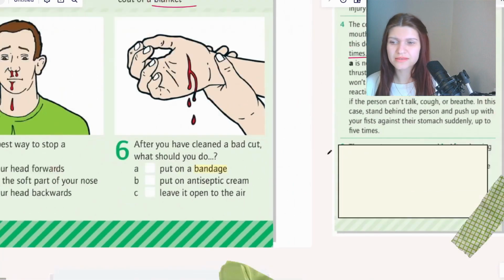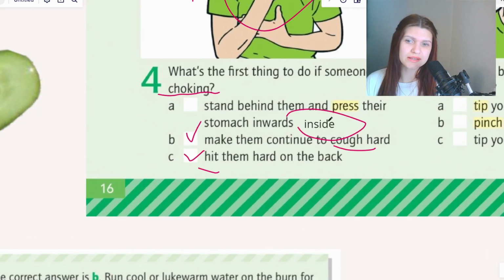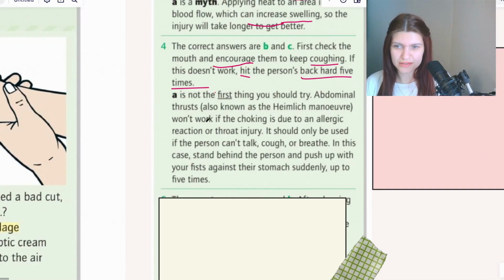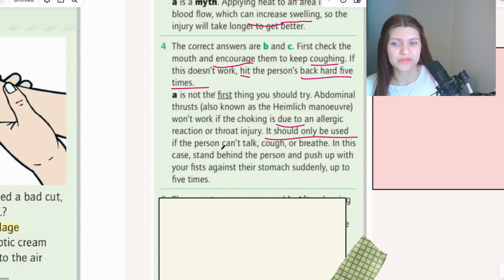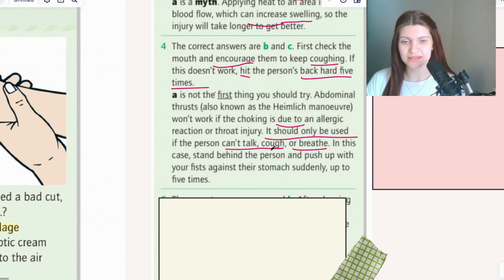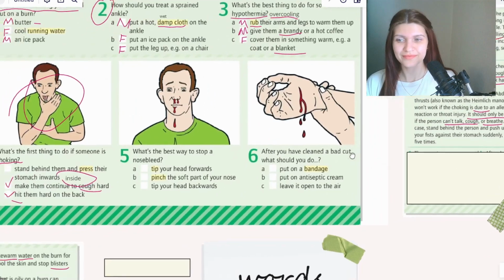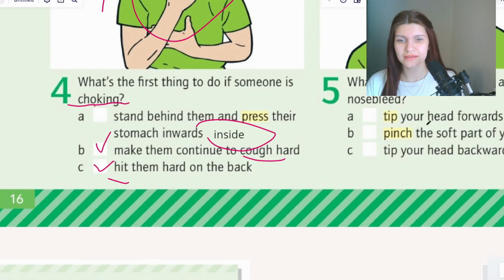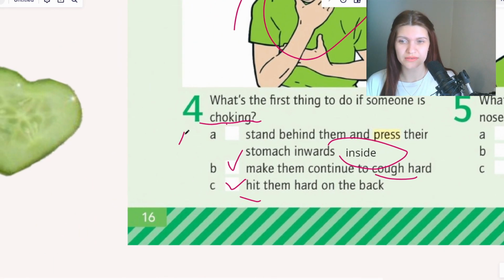Abdominal thrusts means standing behind them and pressing their stomach inwards. Abdominal thrusts won't work if the choking is due to an allergic reaction or throat injury. Due to means because of an allergic reaction or throat injury. It should only be used, we can use it, yeah, if the person can't talk, can't cough or breathe. In this case, stand behind the person and push up with your fists against their stomach suddenly, up to 5 times. Okay, it's true too, it's a fact, but the second time, after them, yeah.